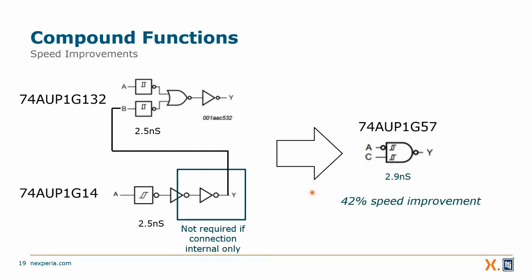And finally, with compound functions, I get speed improvements as well. Because these two devices are connected end to end inside the same package, I don't have to have external buffers on them which slow the signal down. So here my 1G14 can run at 2.5 nanoseconds, that's the delay through the part, 2.5 nanoseconds for the 1G132, but when I combine these two packages together into one package, look, it runs at 2.9 nanoseconds. That's a 42% speed improvement as well. So there are a lot of benefits of being able to take these two packages and compress them down into one package through the use of these compound or combinational functions.